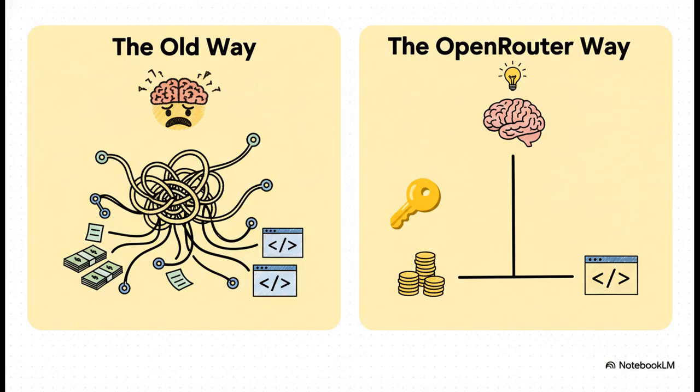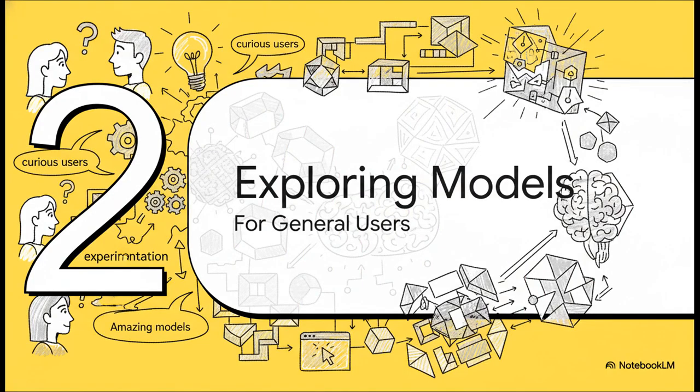But the OpenRouter way on the right, it's just pure simplicity. One key, one bill, and one clean, simple code base. It's a massive game changer. Okay, first up, let's talk to those of you who are just curious. You know, the person who doesn't necessarily want to write a bunch of code, but you're dying to experiment with all these awesome new models.